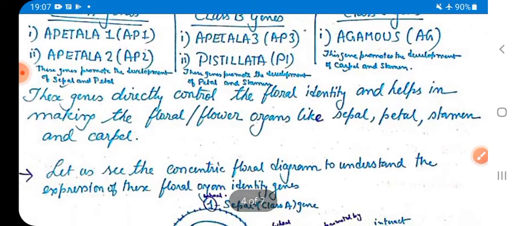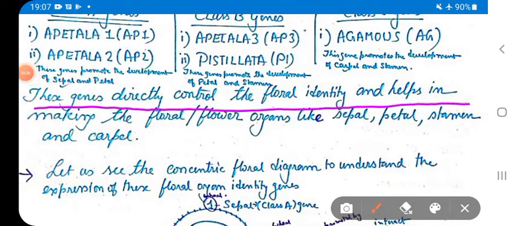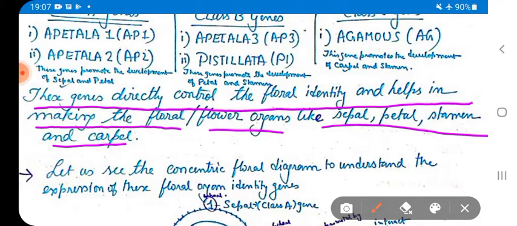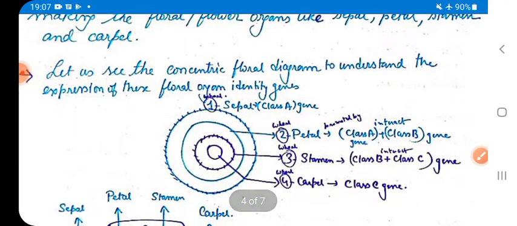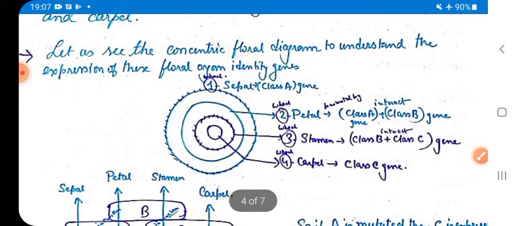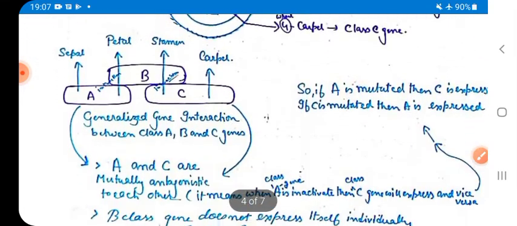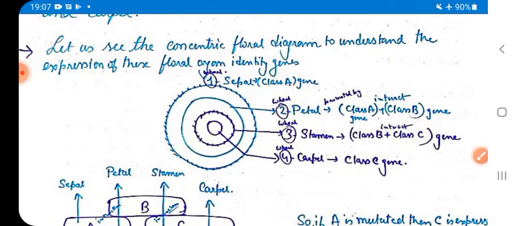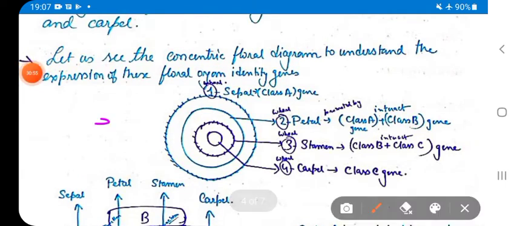So these genes directly control the floral identity and help in making the floral parts. Now let us see, with the help of this concentric floral diagram, how the floral organ identity genes are expressed. Let us see what we can conclude from this diagram. I have said the first whorl is your sepal, second whorl is your petal, third whorl is your stamen, and fourth whorl is your carpel.